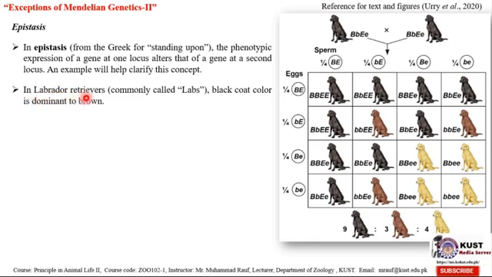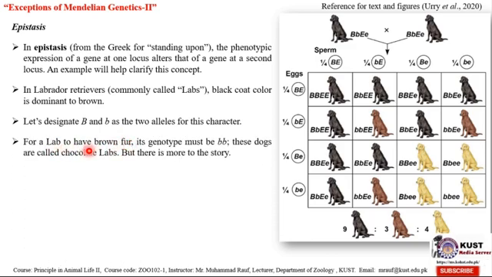In Labrador Retrievers, which is one of the breeds of dogs, commonly called Labs, the black coat color is dominant to brown. So the coat color is either black or brown, and black is dominant over brown. It means that if only one allele for determining black color is present, then it will control the phenotype. And for the phenotype to become brown, both the alleles should be in recessive form. So let's designate the capital B to represent the allele which determines black color, and the small b to represent the allele which determines the brown color.